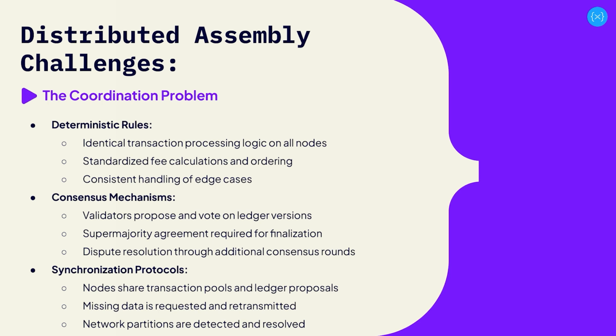Supermajority agreement is required for finalization, with dispute resolution through additional consensus rounds. We also have synchronization protocols where nodes share transaction pools and ledger proposals. Missing data is requested and retransmitted, and network partitions are detected and resolved.